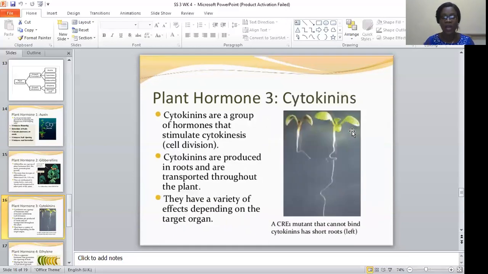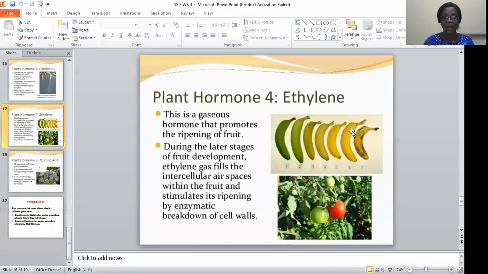Then the third one we are going to be seeing is called cytokinins. Cytokinins are a group of hormones that stimulate cell division. They help during cell division. They are also produced in roots and are transported throughout every part of the plant. They have a variety of effects depending on the target organ. That is the function of cytokinin, also a plant hormone.